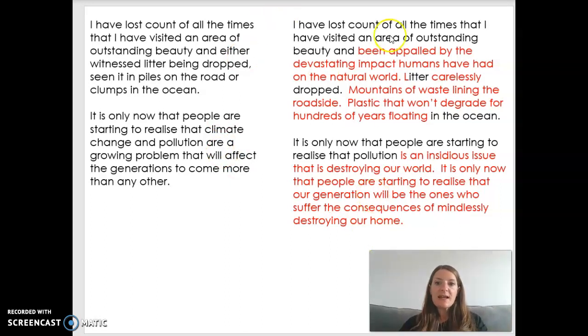Notice how I basically say exactly the same stuff. I go places and I see loads of litter and we're only just realising what we're doing. I've said exactly the same thing, but by thinking really carefully about words, thinking about how I can add in rhetorical figures, it's so much more powerful. And that's the key to good writing.